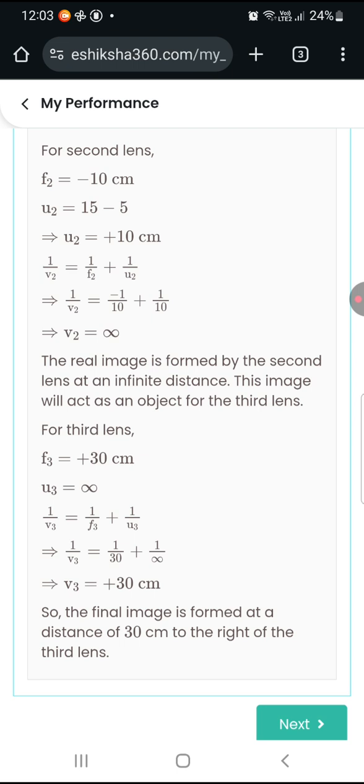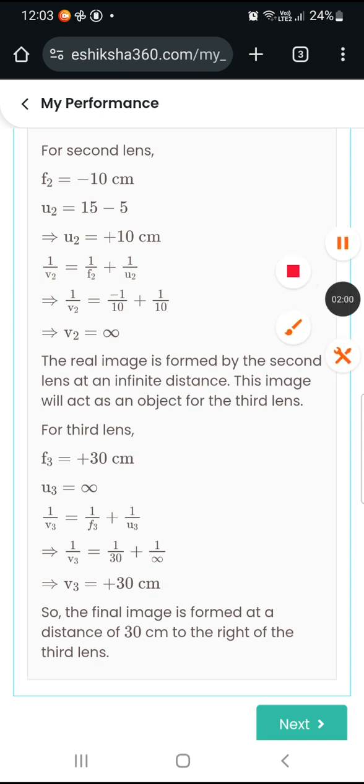For the third lens, f3 equals plus 30 centimeter, u3 equals infinity. 1 by v3 equals 1 by f3 plus 1 by u3, so 1 by v3 equals 1 by 30 plus 1 by infinity, and v3 equals plus 30 centimeter. So the final image is formed at a distance of 30 centimeter to the right of the third lens.